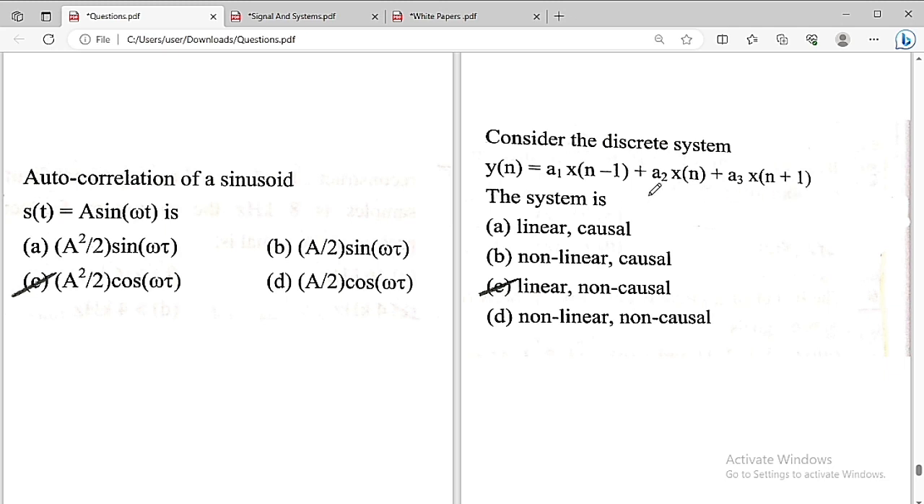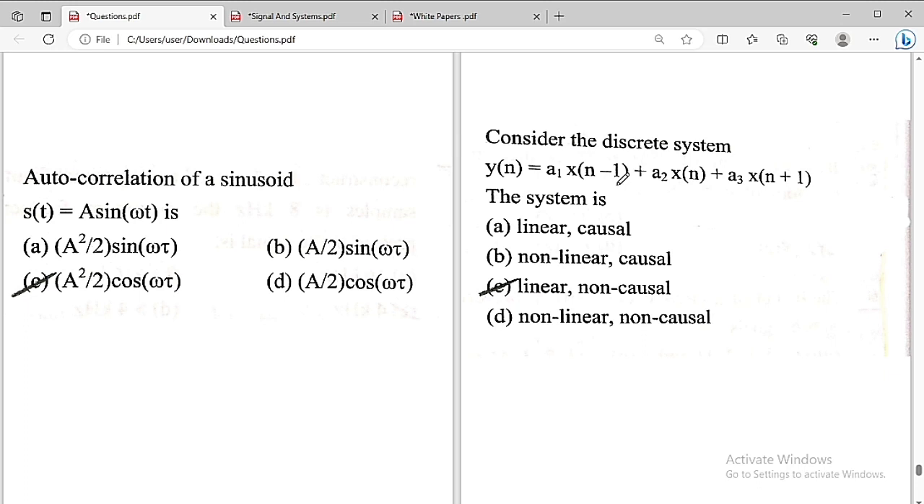So basically we are given some discrete time system, the input output relation: y of n is equal to a1 into x of n minus 1 plus a2 into x of n plus a3 into x of n plus 1. So what is the system? Option A linear causal, option B non-linear causal, option C, linear non-causal, and option D, non-linear non-causal.